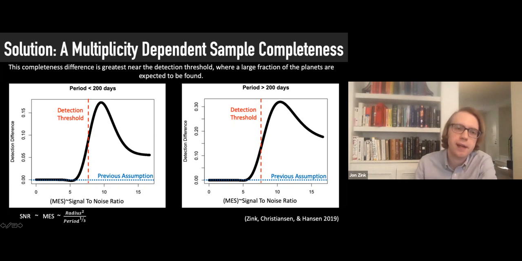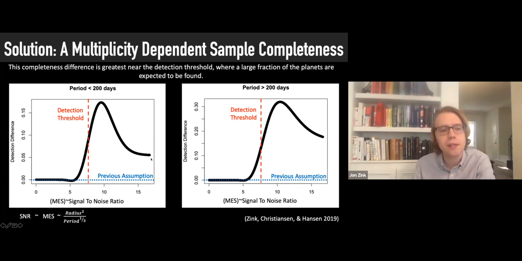But what we're showing is that when you account for this, this detection completeness difference actually is rather significant near the threshold. So for these planets here, it almost gets up to about 18% difference. So that's a rather dramatic decrease in detection efficiency. Over here at the longer periods, it gets up to like 35% difference. So it's very, very significant near the threshold. It obviously drops down at higher signal-to-noise.